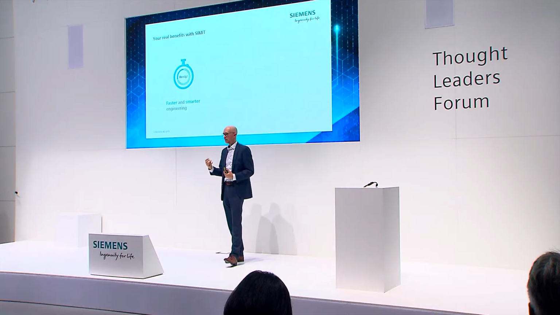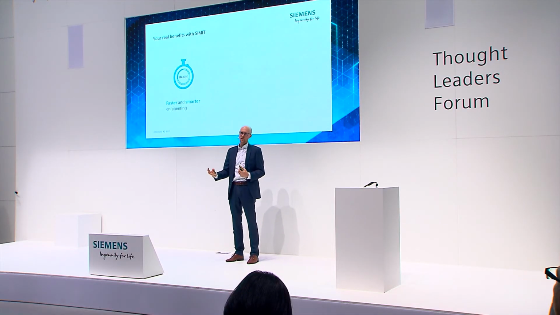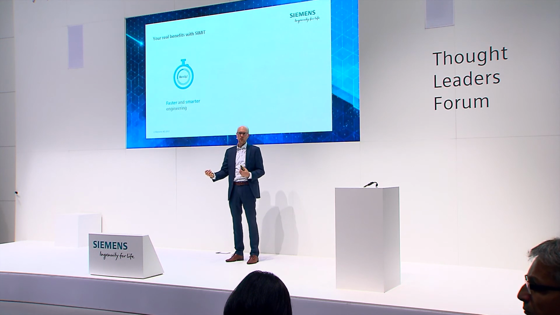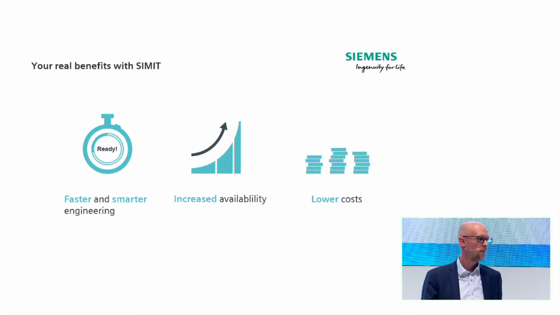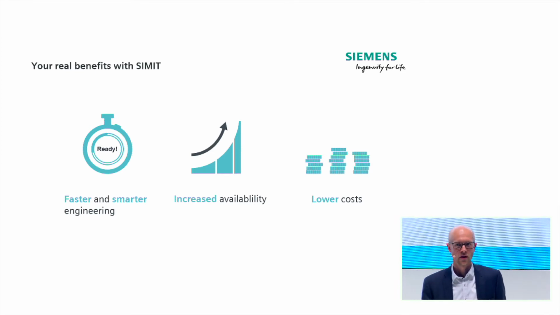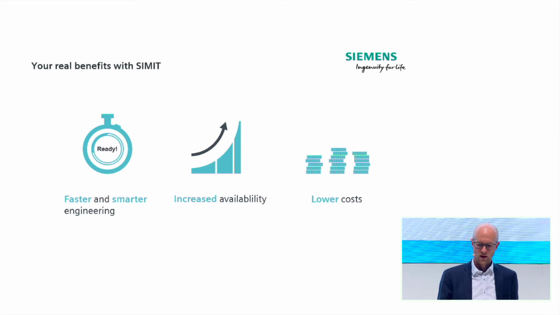I have a commissioning time shortening perspective, and clients who actually use SIMIT for virtual commissioning say that 30 to 60% savings in commissioning time is certainly possible. Just imagine, commissioning is always on the critical path, so shorter commissioning means faster time to production and increased availability. And last but not least, all that leads to lower costs and the most efficient engineering and operations of your machines and your plants.